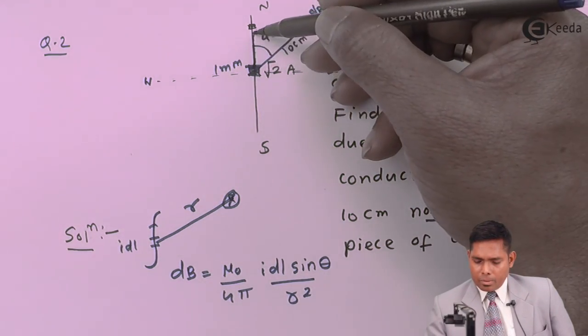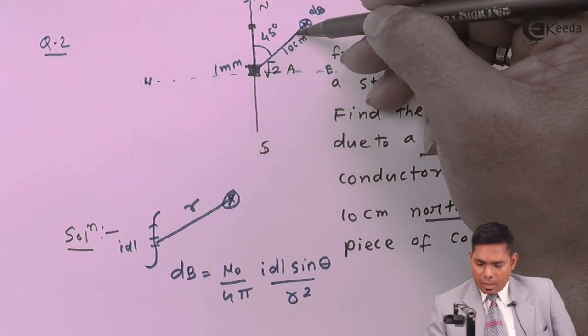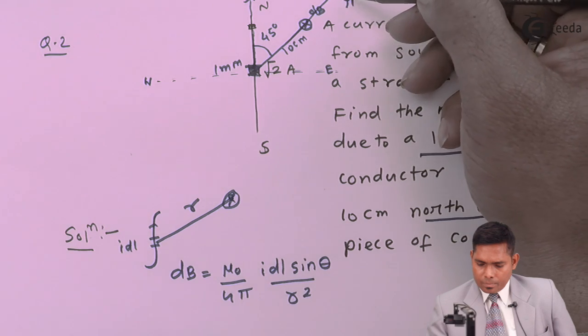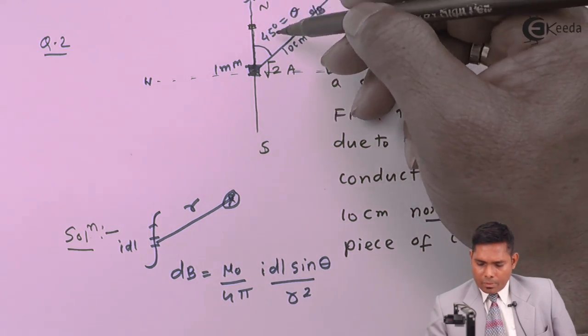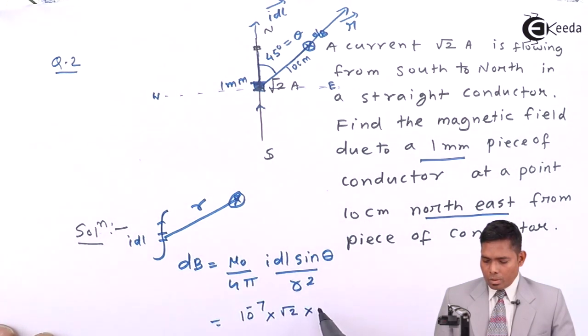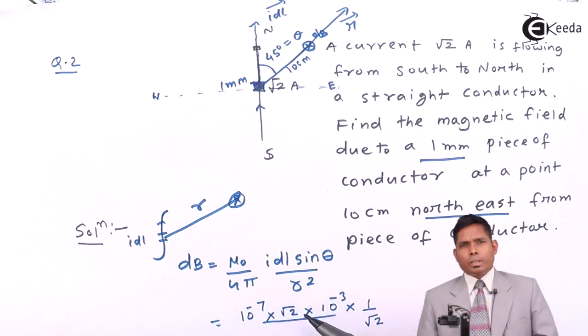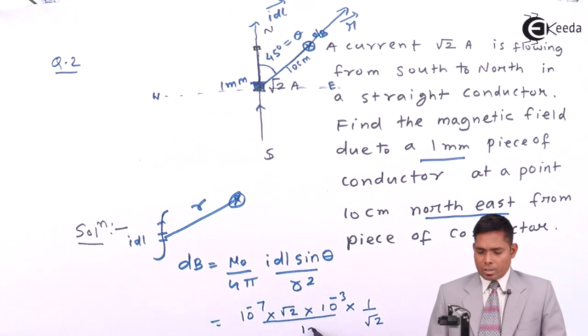So this element will be in this direction. This is one vector, and this r vector is in this direction. The angle between them is 45 degree. Putting those values: 10 raised to minus 7 here, I is root 2, dl is 1 mm, which is 10 raised to minus 3 meter, sine 45 is 1 over root 2, divided by r square. What is r square? r is 10 centimeter, that is 10 raised to minus 1 meter. Squaring it, it is 10 raised to minus 2 meter square.